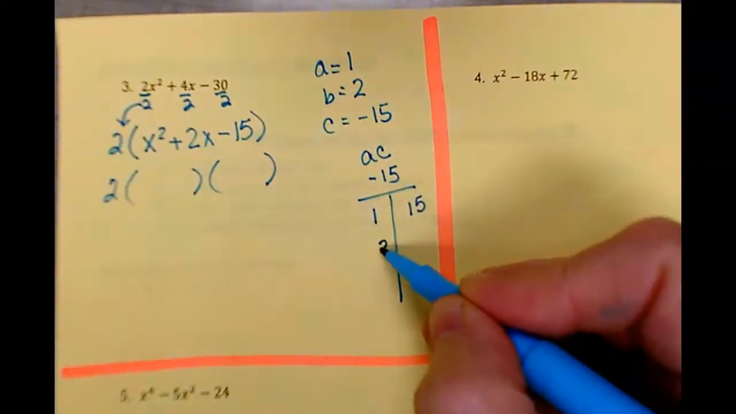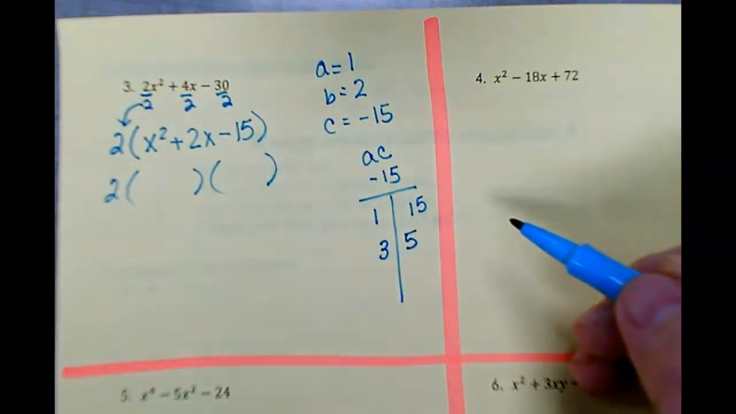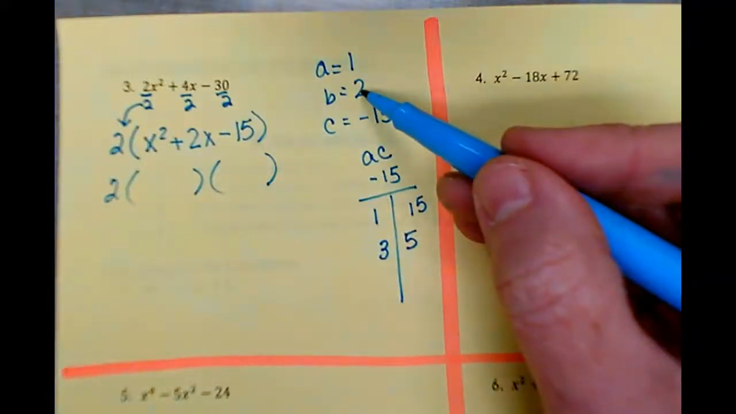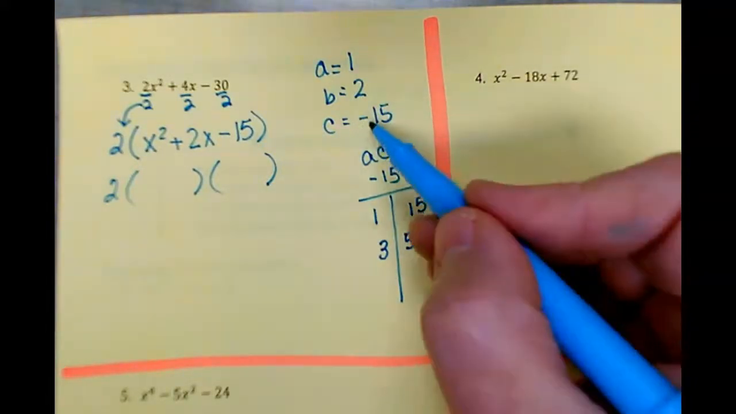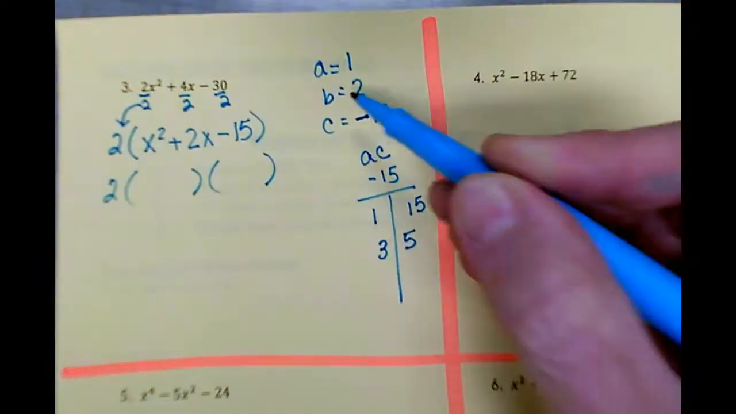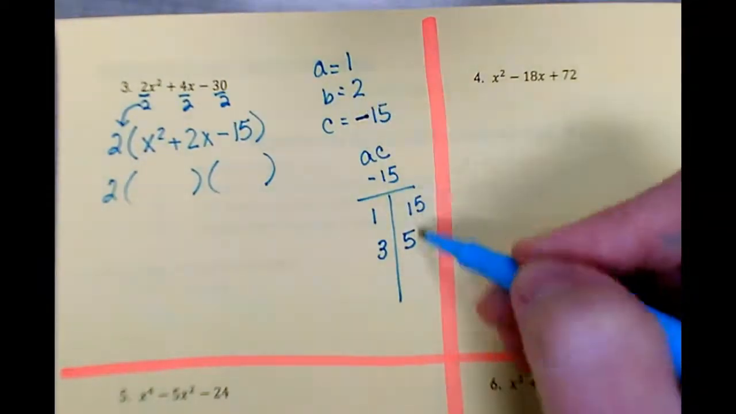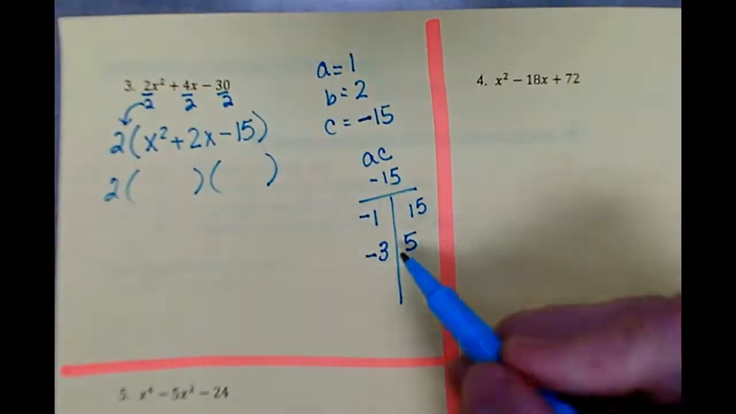2 doesn't go into 15. 3 will go into 15. 4 doesn't go into 15. That is all of the factors of 15. Now, I need a pair that's going to add together to get a +2. If it's a negative 15, I have to have some negative numbers in here. If this is positive, the bigger number has to be positive. So my negatives need to go like that.